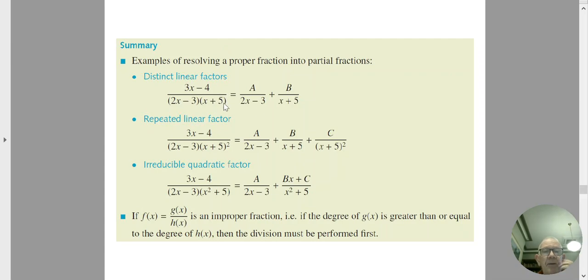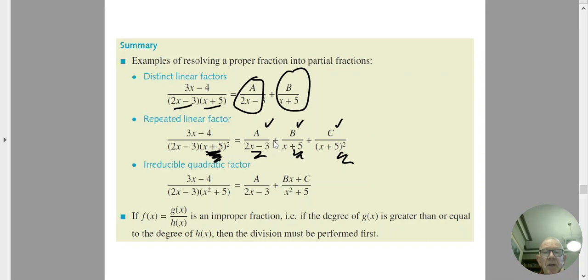When we have distinct linear factors, that is 2x minus 3 and x plus 5, I can write them as 2 separate fractions. When we have a repeated linear, I need the 2x minus 3, the x plus 5 and the x plus 5 squared, and they're all constants on top. And where we have an irreducible quadratic, that is the x squared plus 5 can't be factorised, I put that as bx plus c.